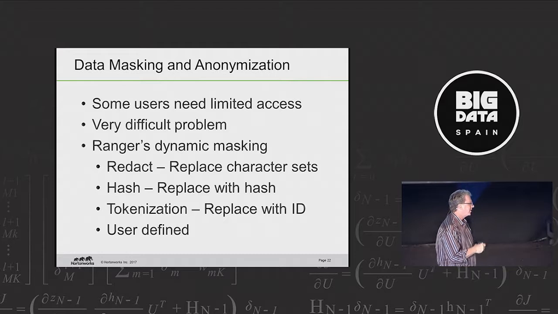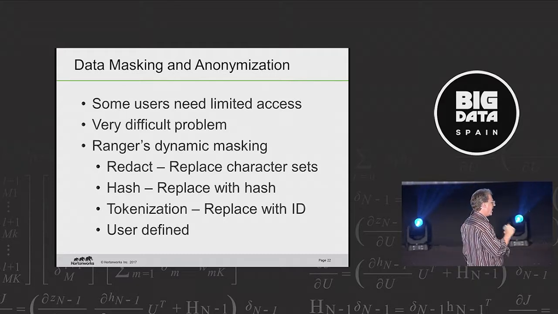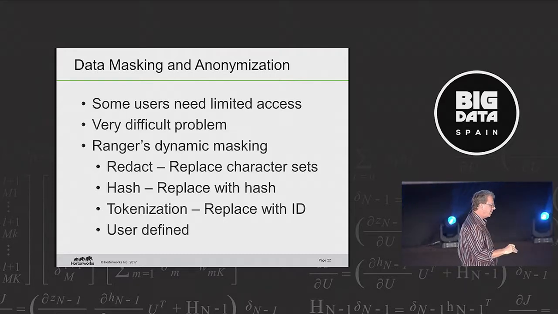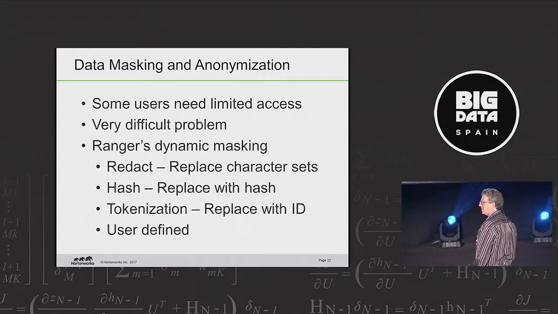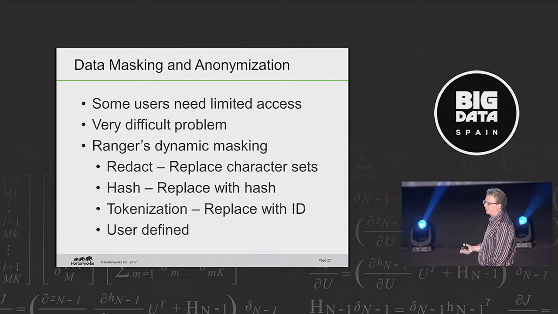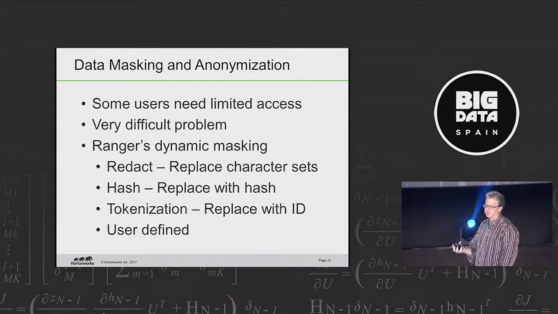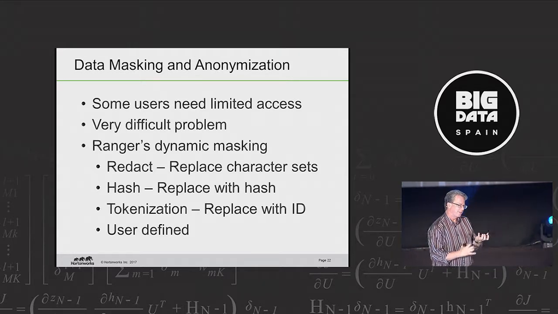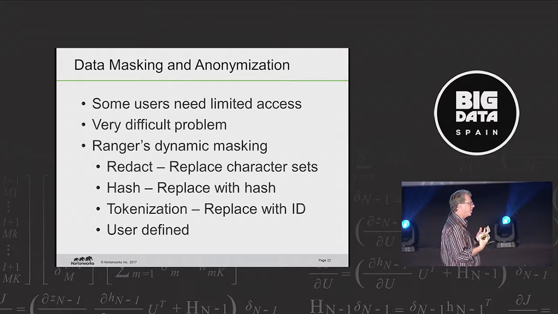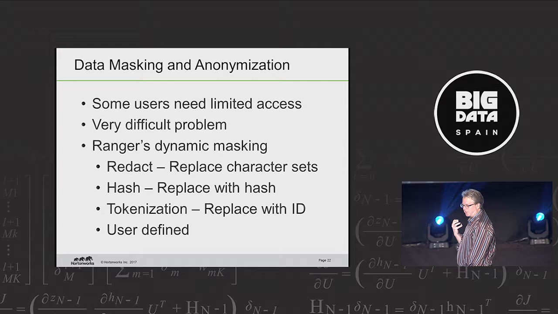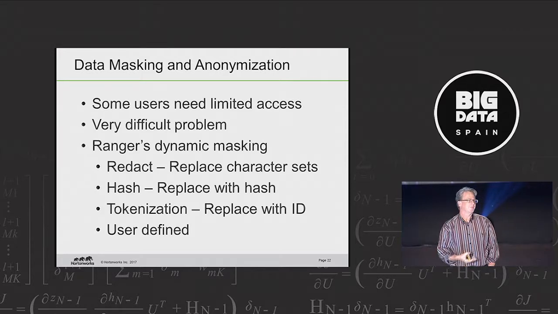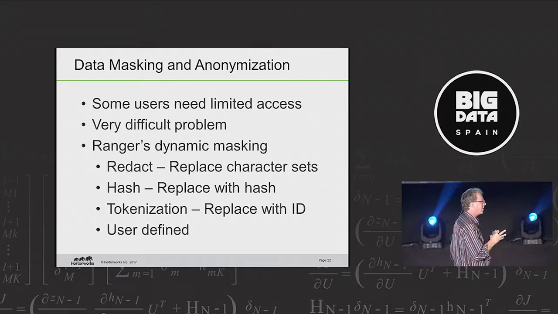Hashing, on the other hand, gives you a consistent hash of the value so that you could do joins against it. So for example, if you've got the hash of someone's credit card, then you can join against other tables that also have that same hash. You also have tokenization, where it's replaced with an ID. Now, with all of these, you have to be very careful.